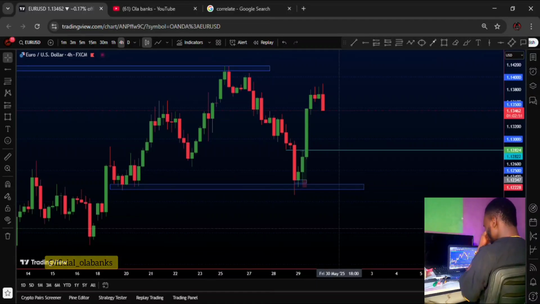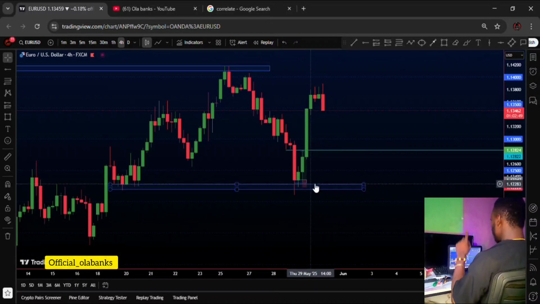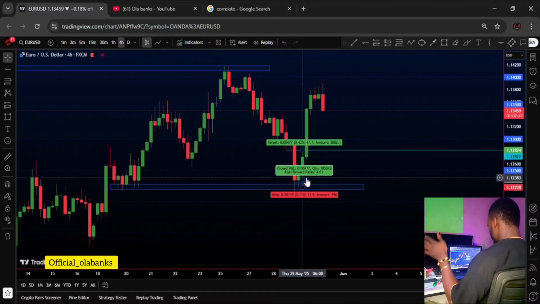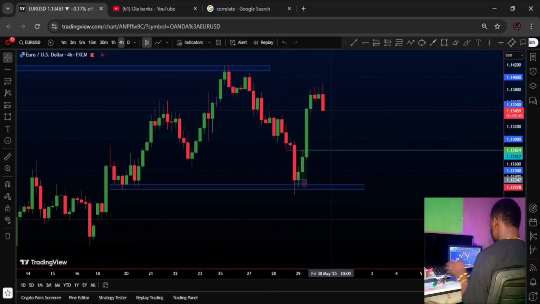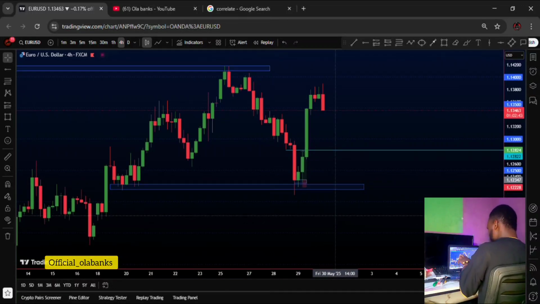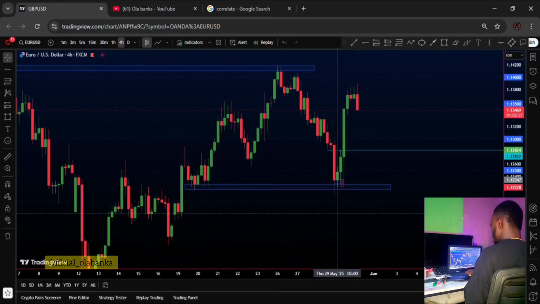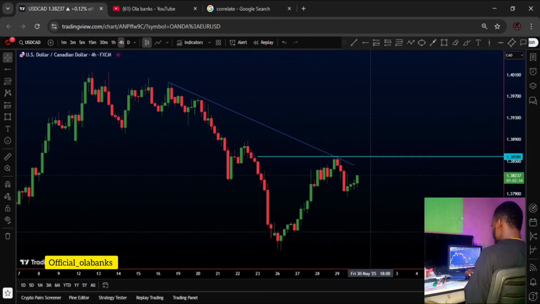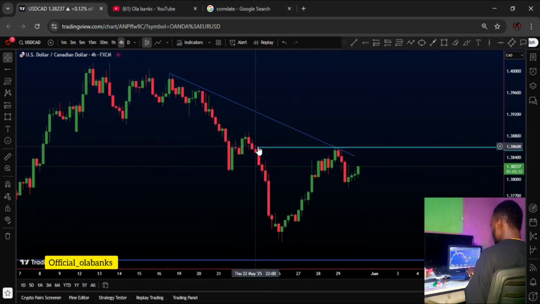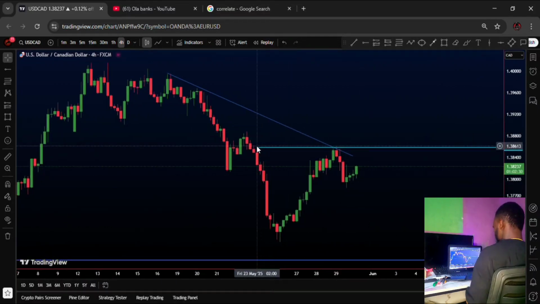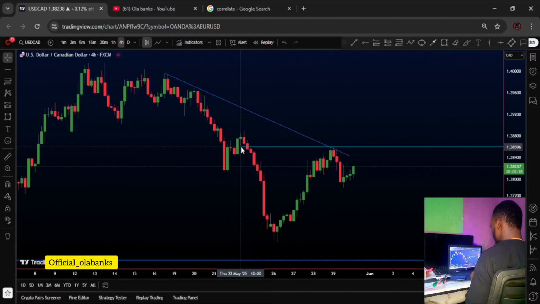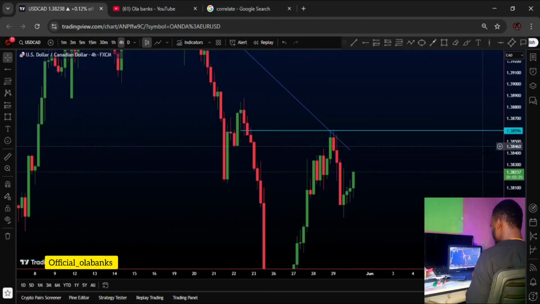So that's just it. Now we've seen that okay, DXY, the dollar index, is going to be going downwards. Now we have to look for a buy on Euro USD. So that's why we took a buy from this place, you feel me? So now let's go to the USD CAD.